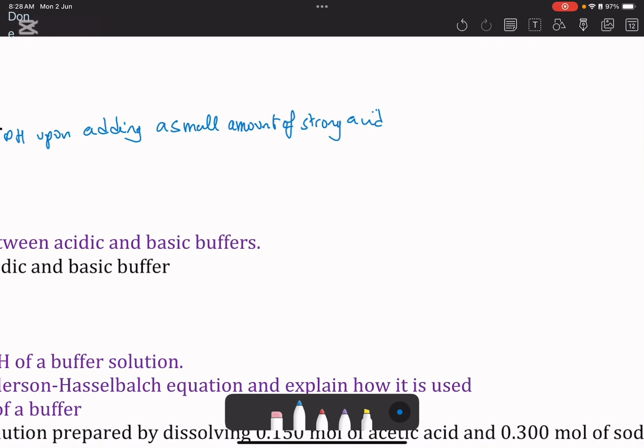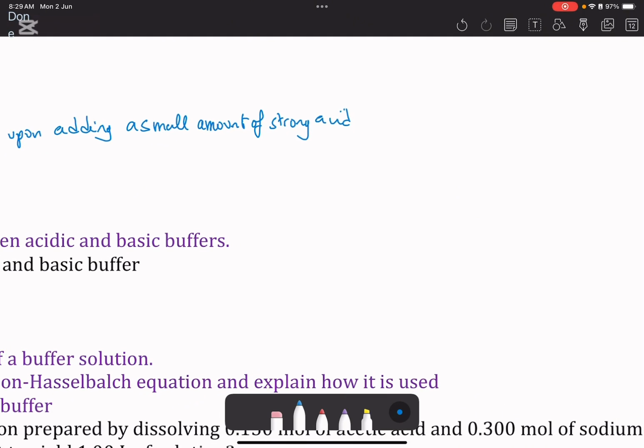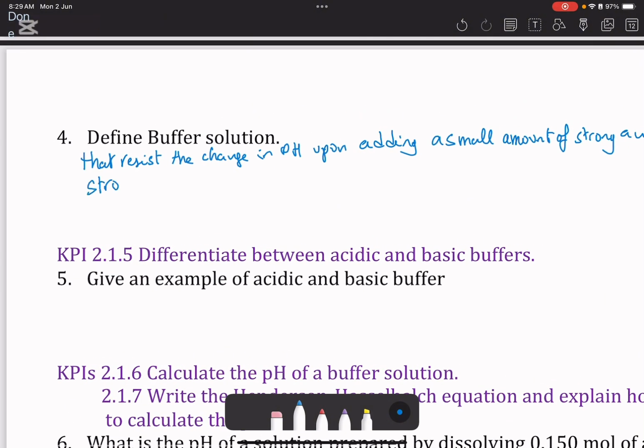So if a strong acid is added to the buffer, it will have a slight drop in its pH, when adding a small amount of strong acid or a small amount of a strong base. If a small amount of a strong base is added to a buffer solution, the pH of the buffer will slightly increase. So the buffer is responsible for making sure the pH doesn't increase or decrease a lot.